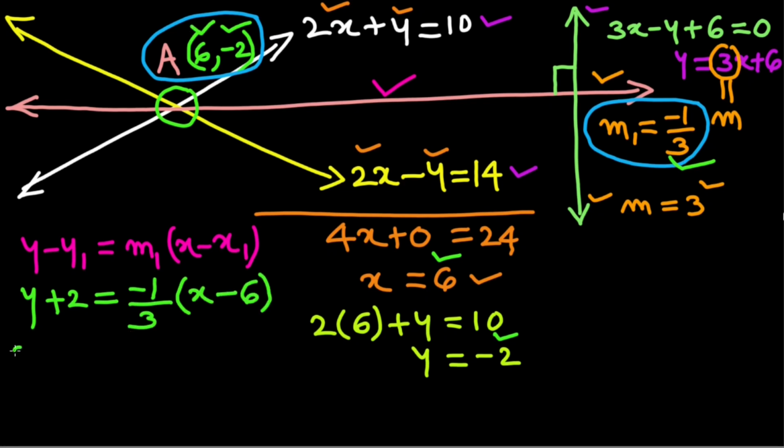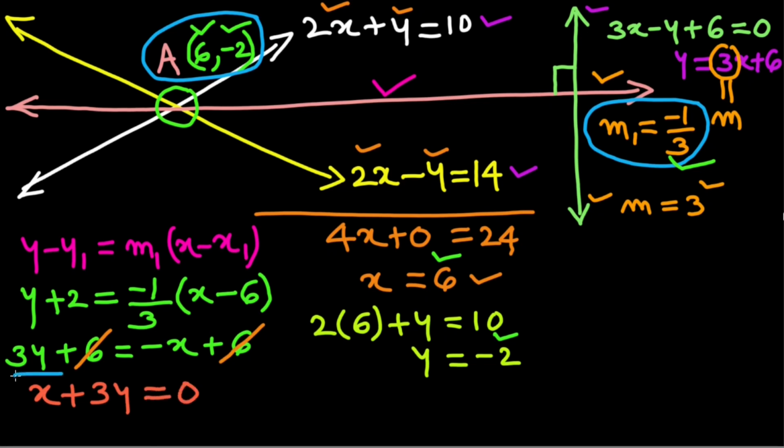So it will be 3y plus 6 equals minus x plus 6. This 6 gets cancelled and we get x plus 3y equals 0. x plus 3y equals 0 is the equation of this required line.